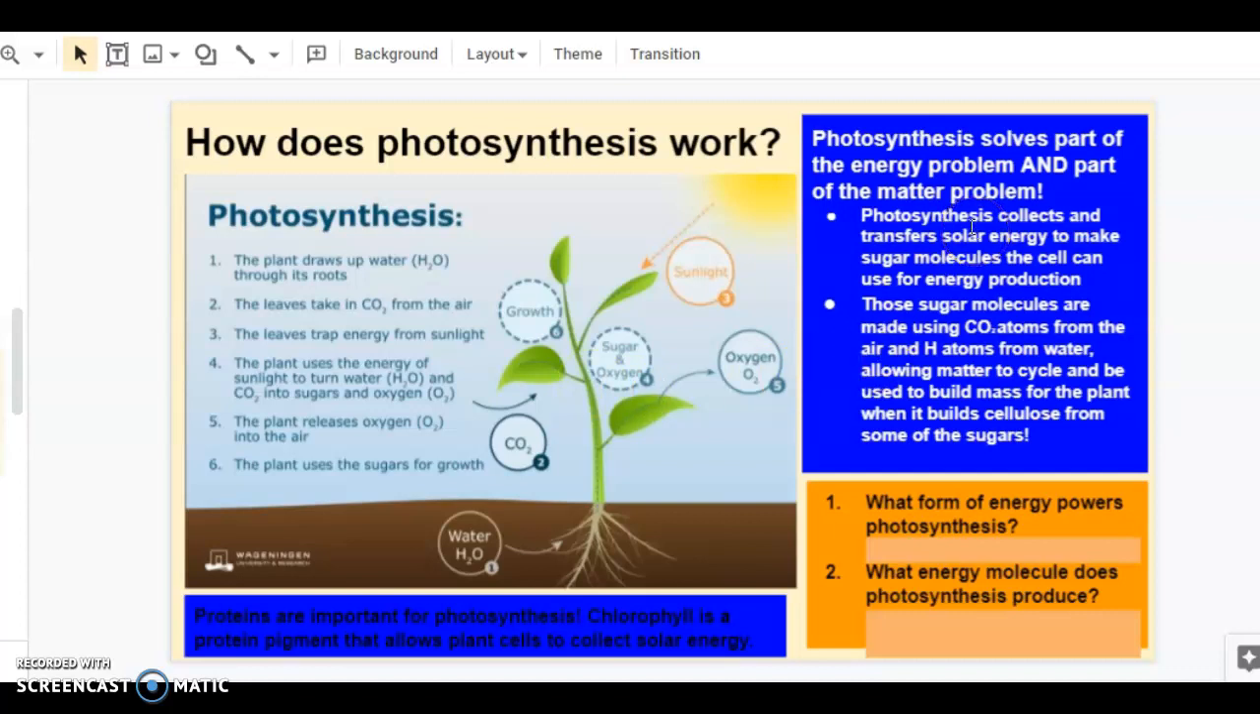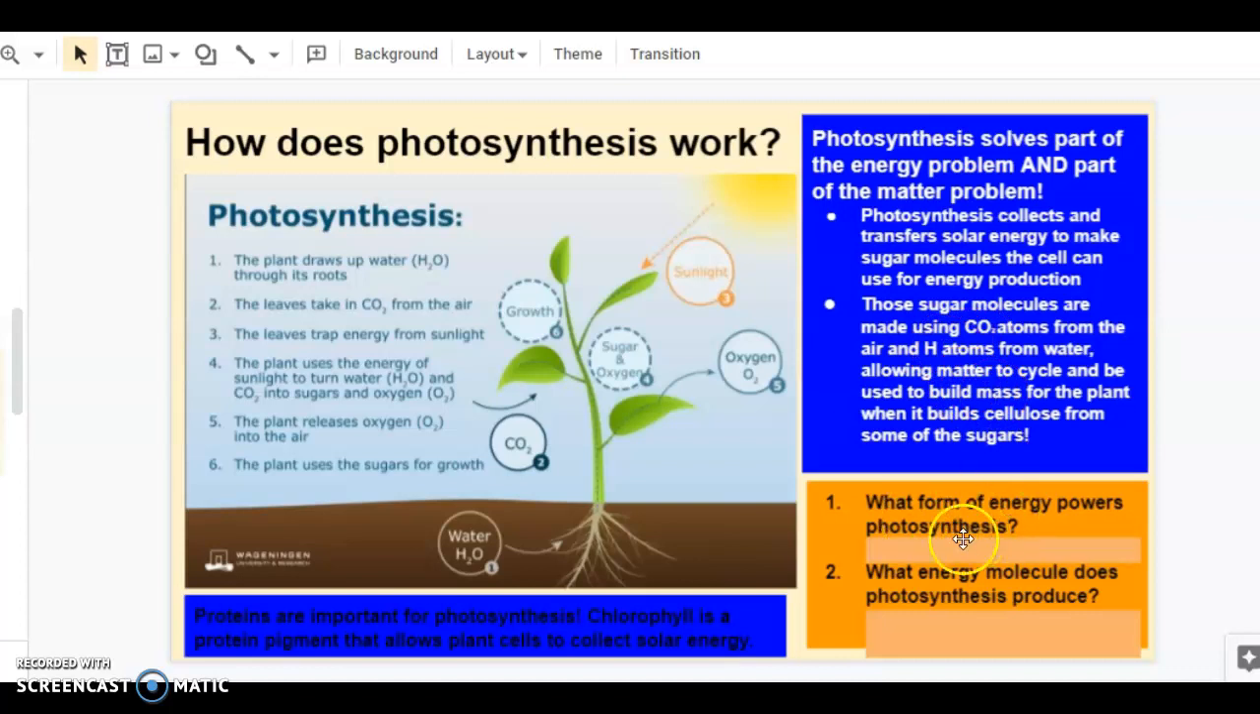Photosynthesis therefore solves part of the energy problem and part of the matter problem. It collects and transfers solar energy and uses it to make sugar molecules that the cell can actually use for its energy production. And the sugar molecules are made using carbon dioxide atoms from the air and hydrogen atoms from the water, which allows matter to cycle through the ecosystem and uses that matter, the CO2 and the H, to build mass for the plant.